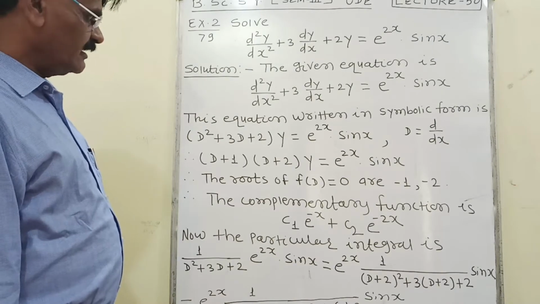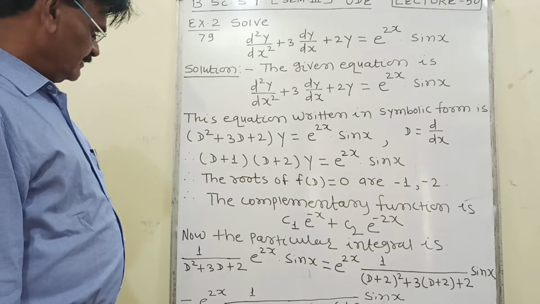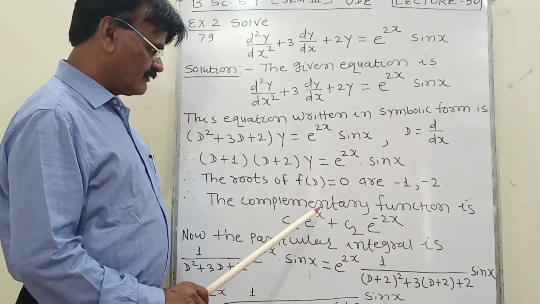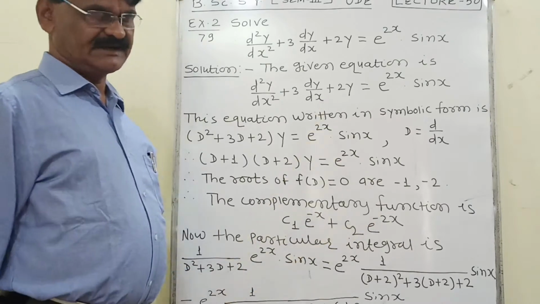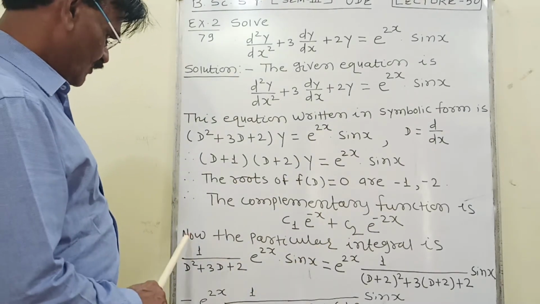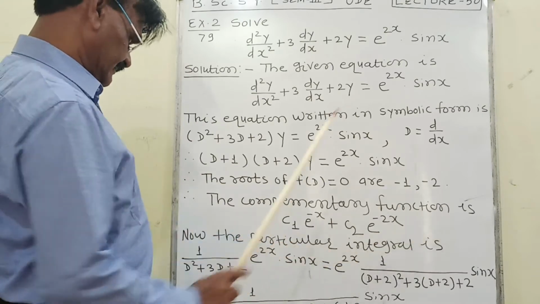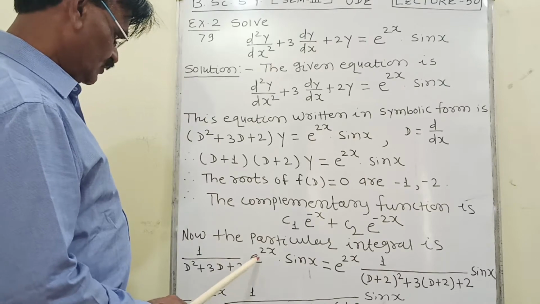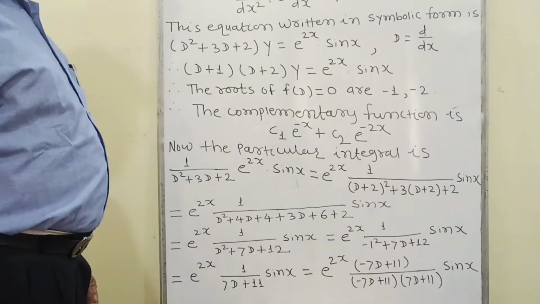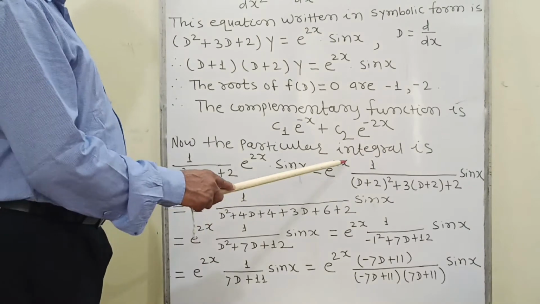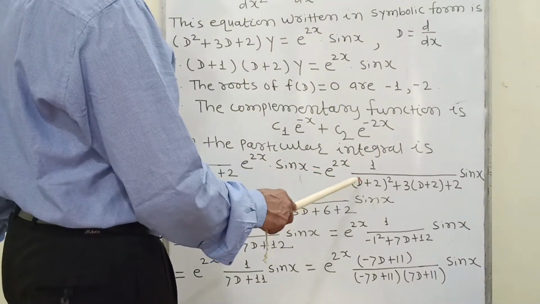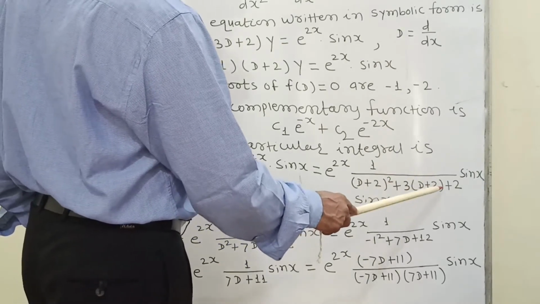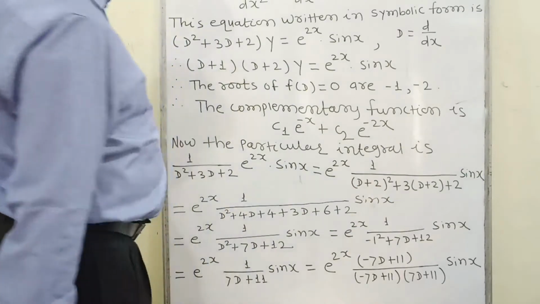So different roots occur and the complementary function is c1 e^(-x) + c2 e^(-2x). Now the particular integral is 1/(D² + 3D + 2) e^(2x) sin x, which is equal to e^(2x) 1/((D + 2)² + 3(D + 2) + 2) sin x.